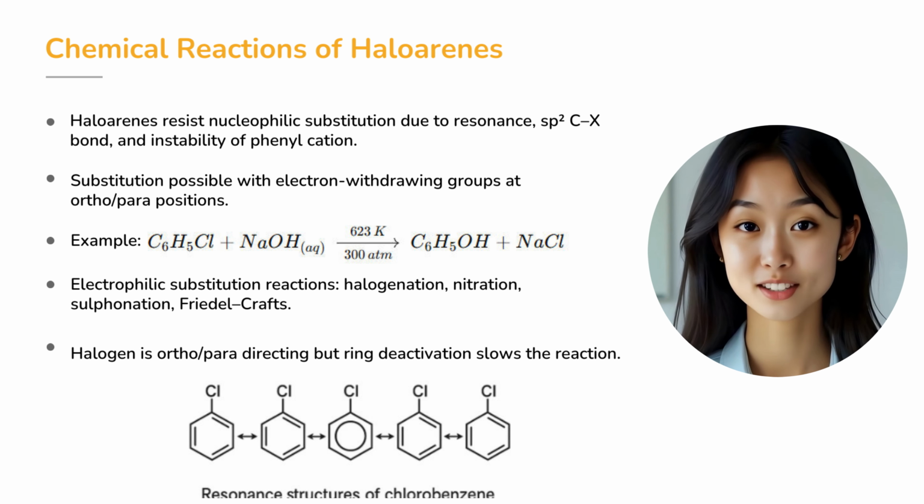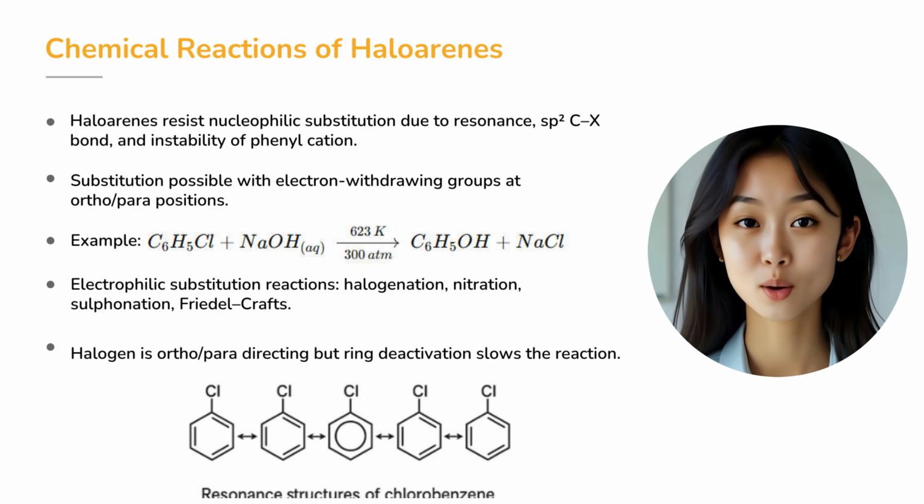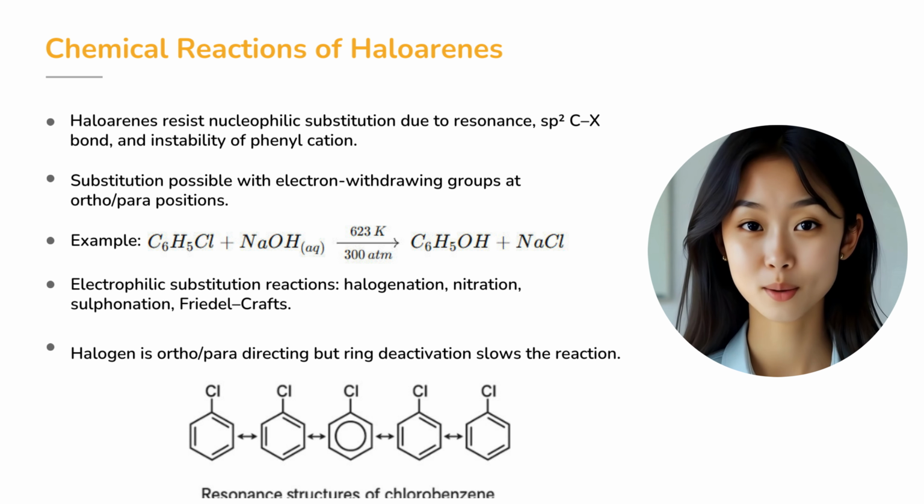Unlike haloalkanes, haloarenes resist nucleophilic substitution. Why? Because of resonance, the carbon-halogen bond acquires partial double bond character. Also, the carbon attached to the halogen is sp2 hybridized, making it shorter and stronger. On top of that, the instability of a phenyl carbocation discourages substitution. But haloarenes do undergo substitution under special conditions.